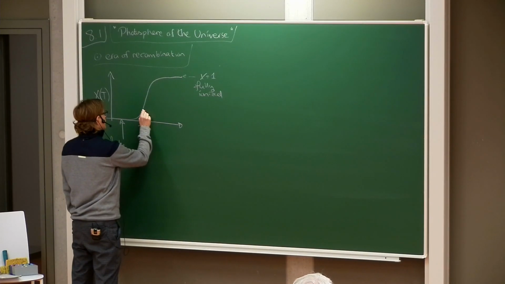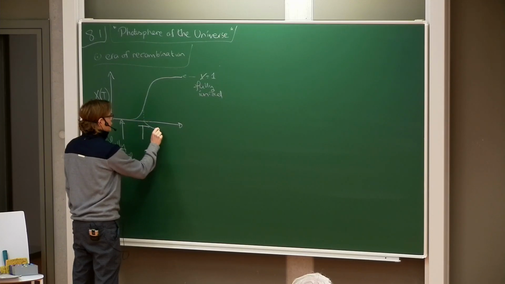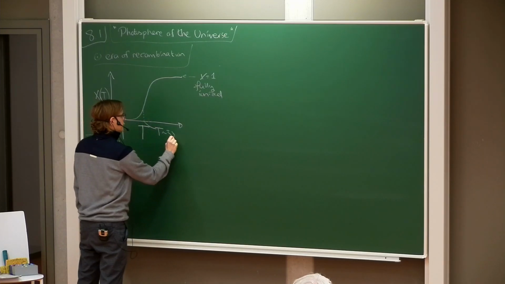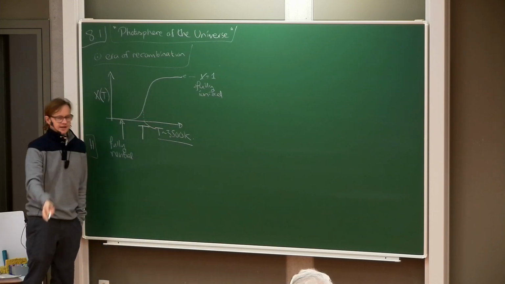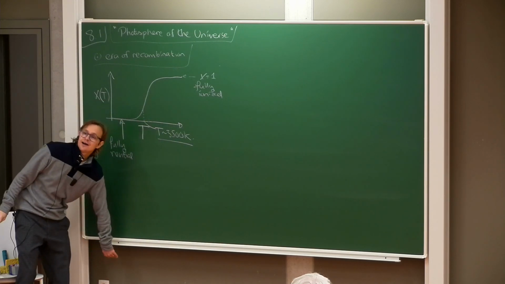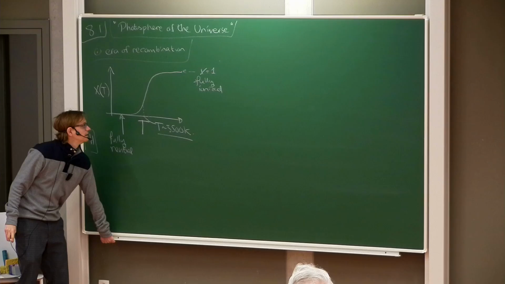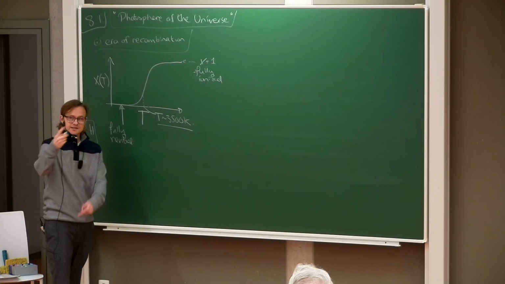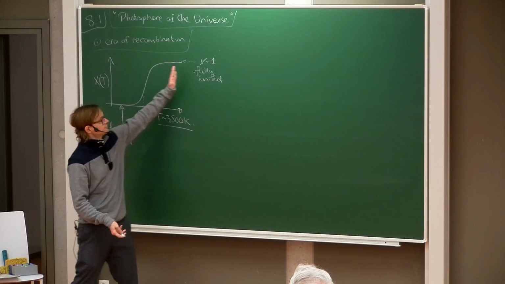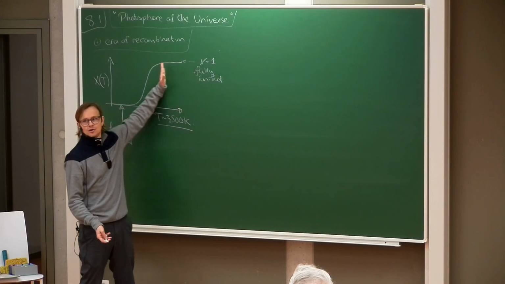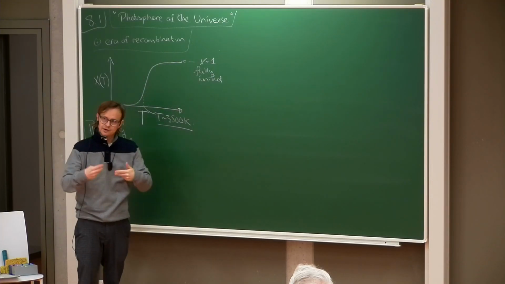This now occurred at about 3,500 Kelvin, when the universe started to recombine, if we start from the Big Bang and then walk toward lower and lower temperatures.